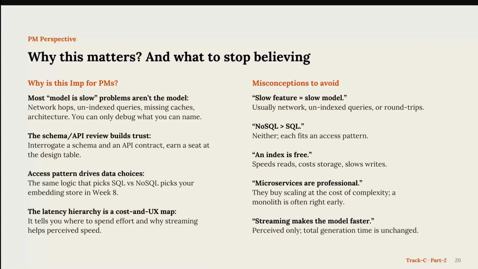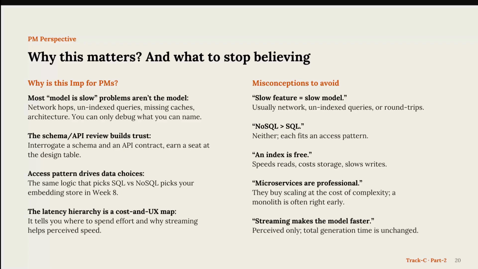Microservices are professional? They buy scaling at the cost of complexity. A monolith is often right in the beginning, but as we scale, we need to look at how to break that down and build microservices. Streaming makes the model faster? That's your perception. Actually, the total generation time remains unchanged. It's just shipping you some tokens early for you to have a better user experience.